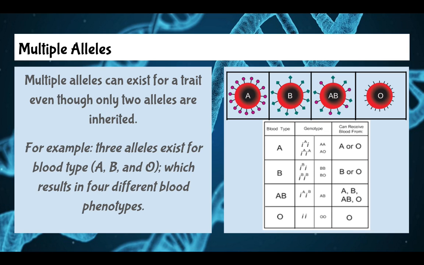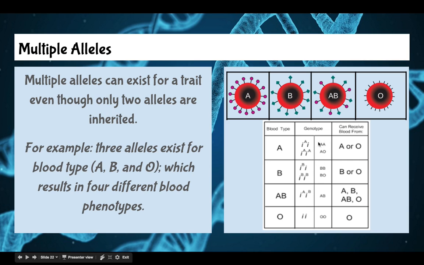So it's very important that we understand how multiple alleles work, and it's very similar to all of our other Punnett squares. You receive two, one from mom, one from dad. So you could receive two A's, an A and an O, two B's, a B and an O, AB, or two O's. And that results in the different markers on your blood type.